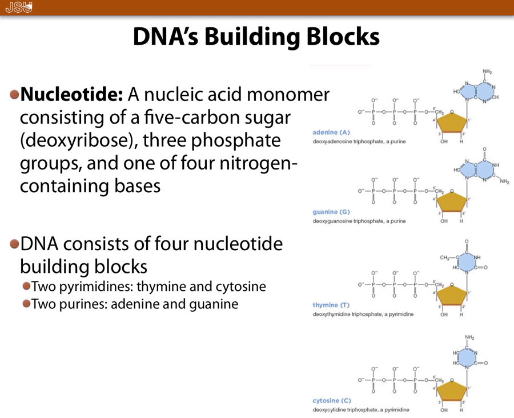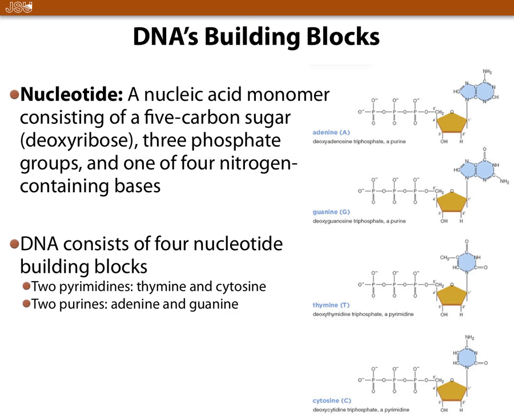Purines, okay, purines are the 2 on the top. Purines have 2 rings. Pyrimidines, thymine and cytosine, those have 1 ring.